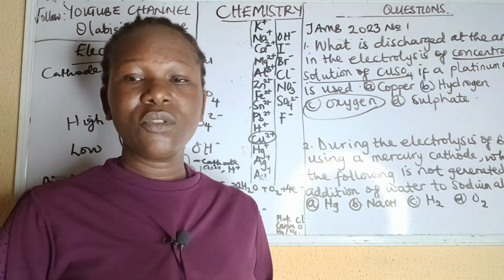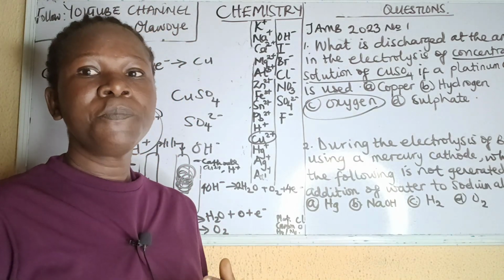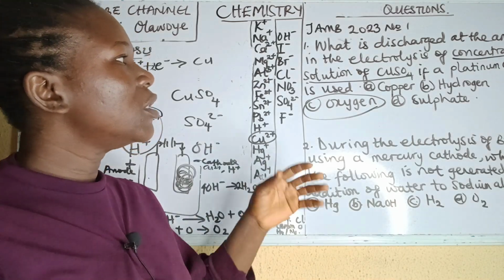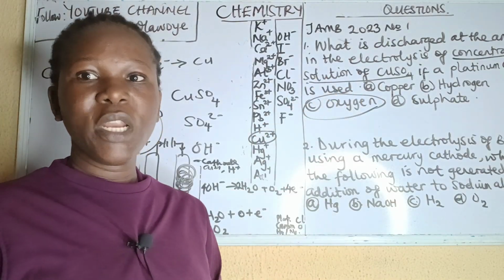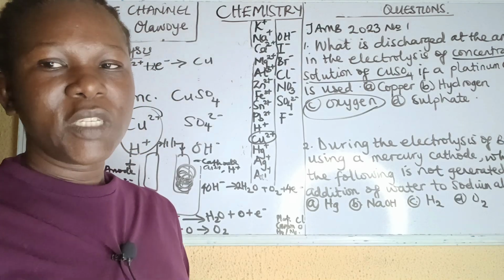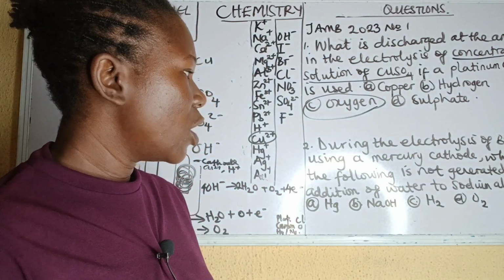I told you 3 factors affect preferential discharge of ions. We have the position of ions in the electrochemical series, we have the concentration of the electrolyte, which has been used to answer this question, and then the last one is the nature of the electrode. These are the 3 factors that affect preferential discharge of ions.